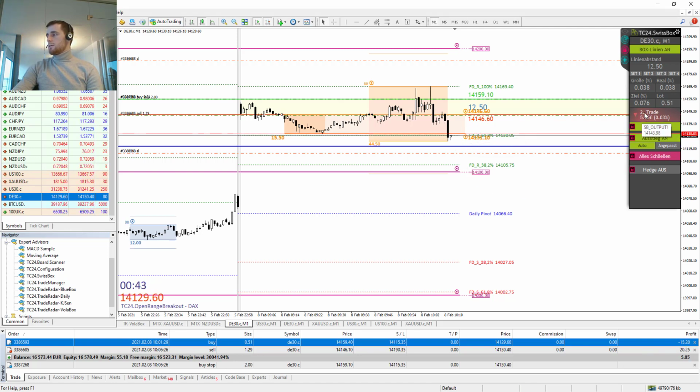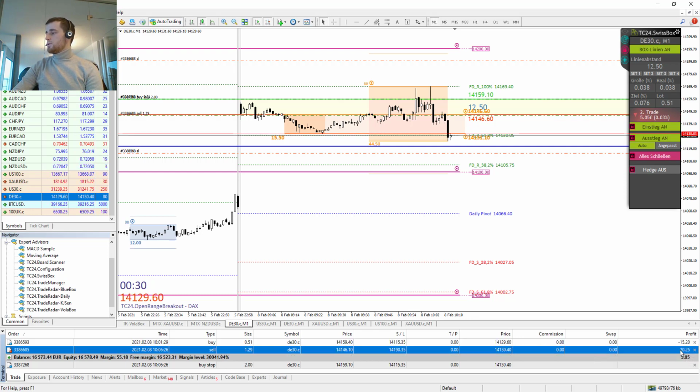And as we can see in the SwissBox over here, we're currently in a 3-4 euro plus, which is 0.02% profit so far. If we look down at the bottom, we can see the current minus of the buy trade compared to the plus of the sell. This is how the SwissBox works: it's going to continuously activate these trades in order for us to catch the correct direction, but also end up with a profit within a short distance away from our SwissBox.